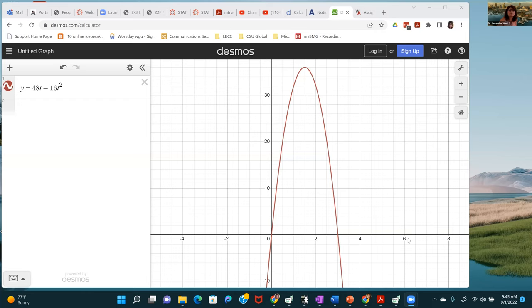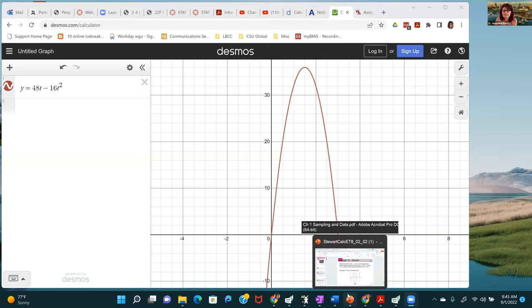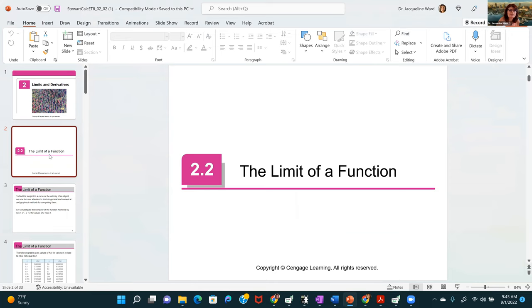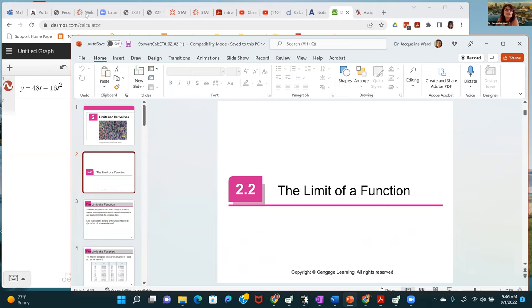I'm coming back over here now. All right, so 2.2. That was the end of section 2.1. Section 2.2 has a lot of words, and it's really not going to be very effective for us to just be copying a bunch of words. This is the PowerPoint that's also uploaded in our Canvas.